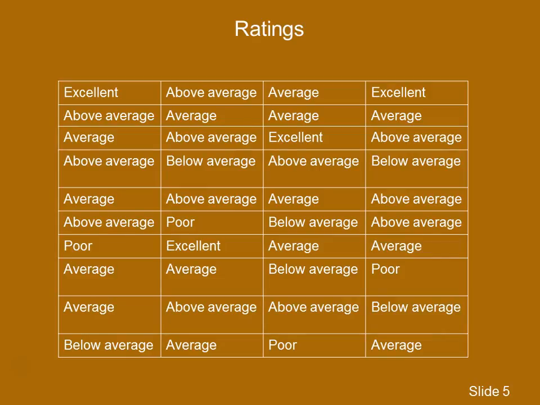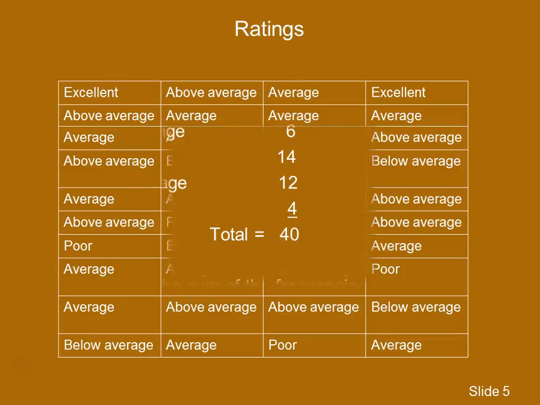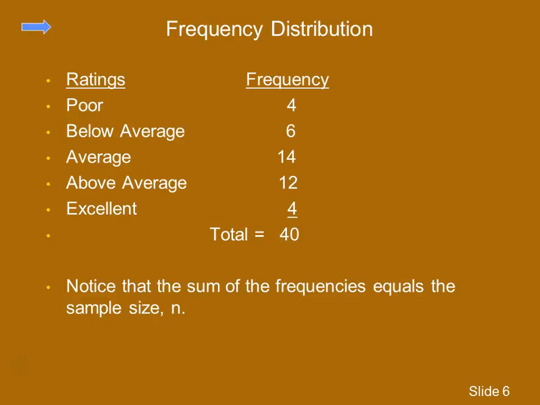As it stands, this table is just a mass of ratings and doesn't tell us very much. But possibly by using tables or graphs, we can put it in a more manageable form that allows us to see trends in the data and so forth. First, we can put the data into a frequency distribution. If you go through the table that we just looked at, there's 4 ratings of poor, 6 of below average, 14 average, 12 above average, and 4 excellent, for a grand total of 40. Note that the sum of the frequencies equals your sample size, in this case 40.